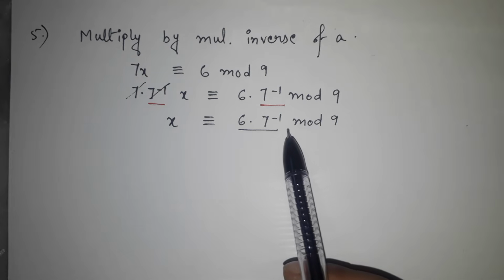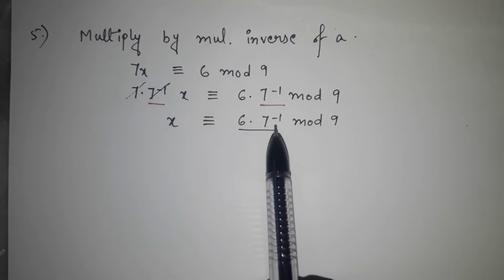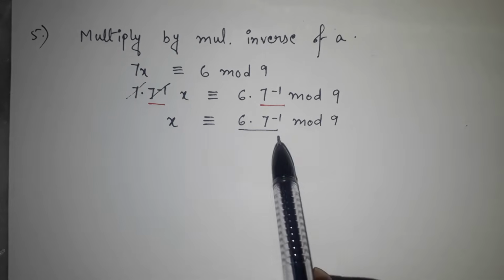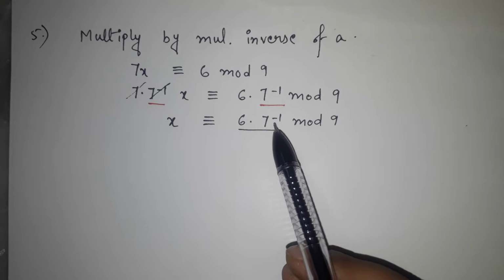You can search my video on finding multiplicative inverse with the help of extended Euclidean method. So you can get the multiplicative inverse. With the help of that method you can find the multiplicative inverse of 7.